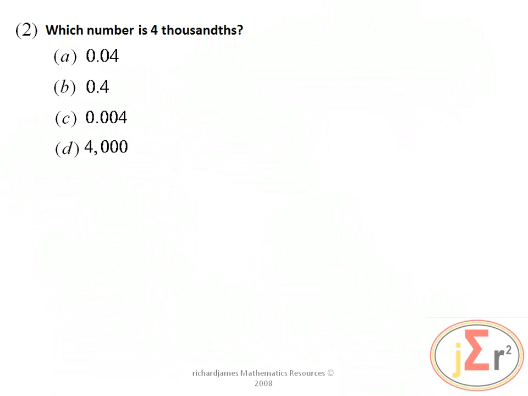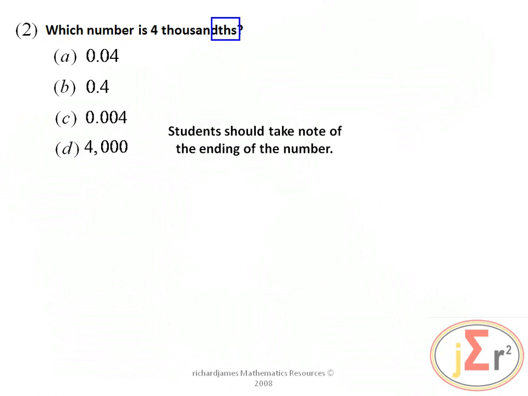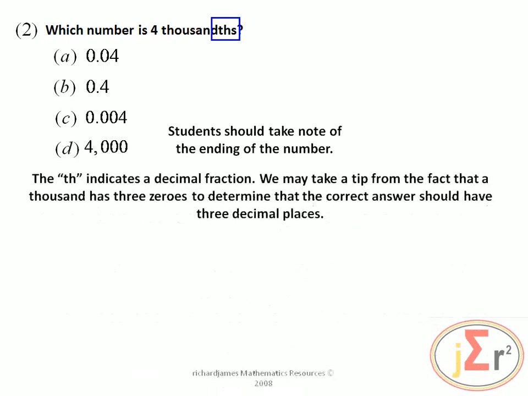Which number is 4 thousandths? Students should take note of the ending of the number. The number ends with THS instead of D, so it is not thousand, or thousands. It's thousandths. Okay, so the TH indicates a decimal fraction.